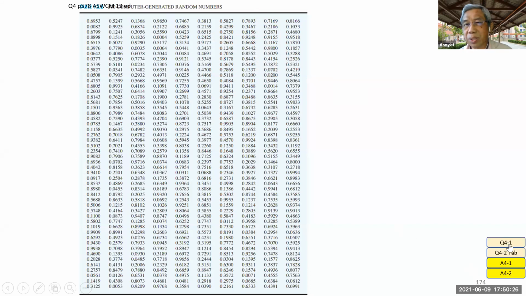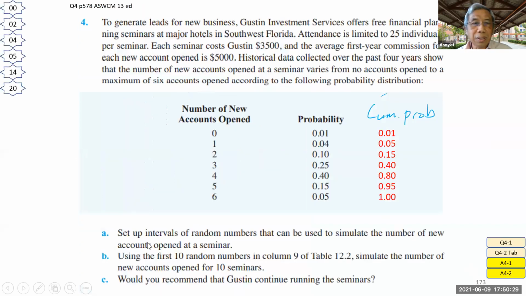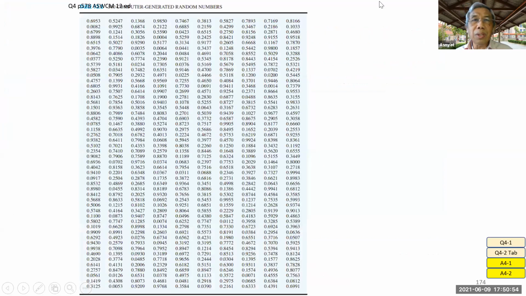Okay, let's go back to the question. Use the first 10 random numbers in column 9 of table 12.2. Simulate the number of new accounts opened for 10 seminars. So we want to imagine, if we are going to hold 10 seminars, what will happen? So we are going to use the first 10. This is the 10 we are going to use.